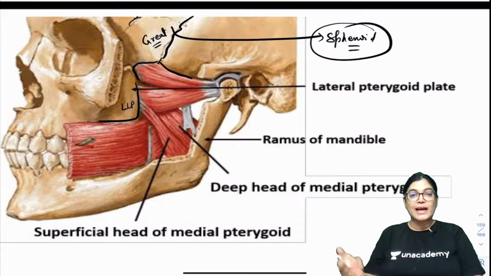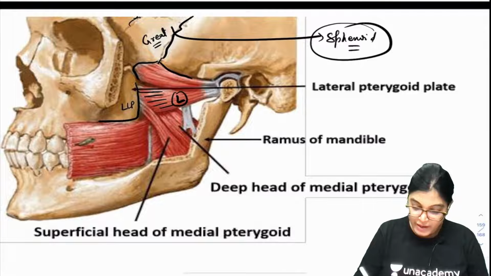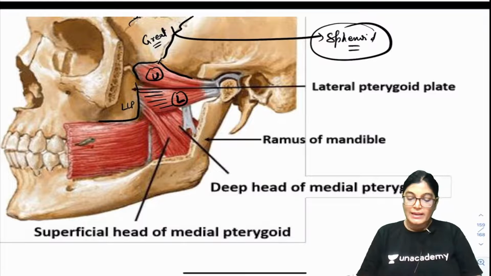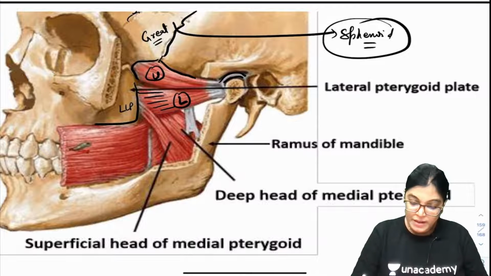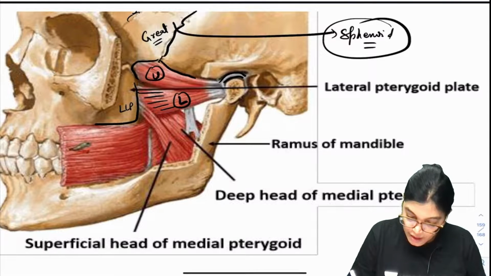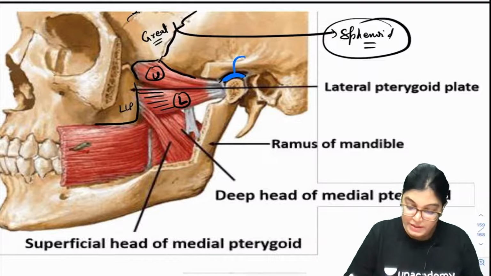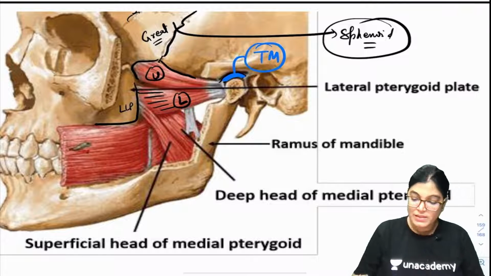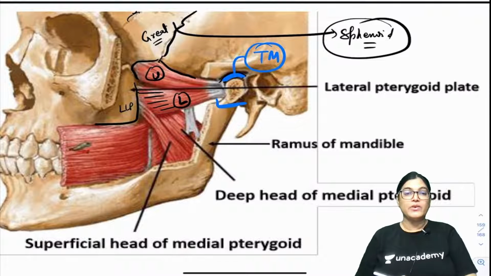So from the lateral aspect of the lateral pterygoid plate, the lower head is originating. This is L for lower head, this is U for upper head, and then inserting, if you will see, it is going towards the articular disc. So this is the articular disc of the TM joint. It merges with the articular disc of the TM joint, also with the fibrous capsule, and here lies the pterygoid fovea.